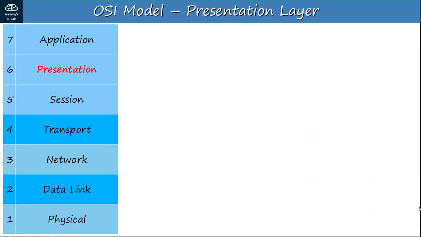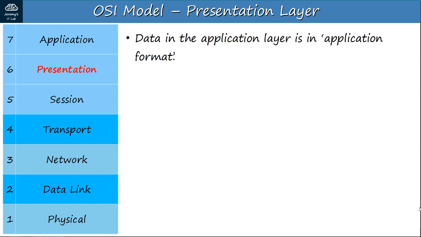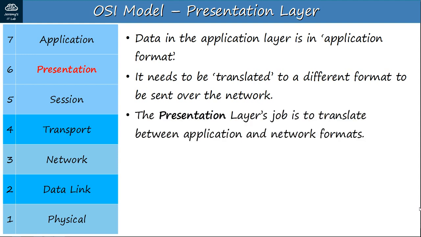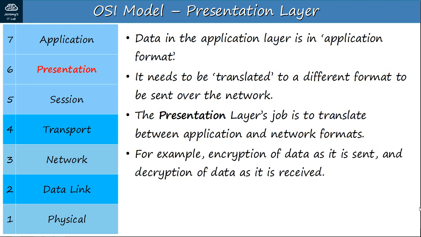Layer 6 of the OSI model is the presentation layer. Data in the application is in an application format, a format that applications understand. It needs to be translated to a different format to be sent over the network. The presentation layer's job is to translate between application and network formats. One example of a function of the presentation layer is encryption of data as it is sent, so that only the intended recipient can read it. And of course, decryption as it is received.